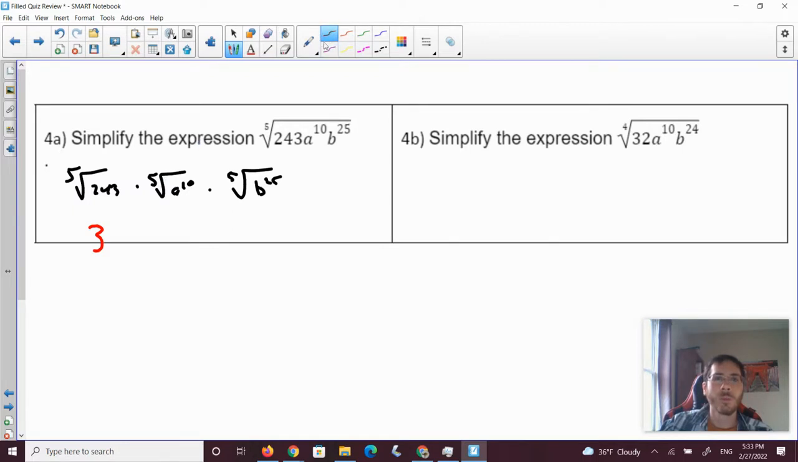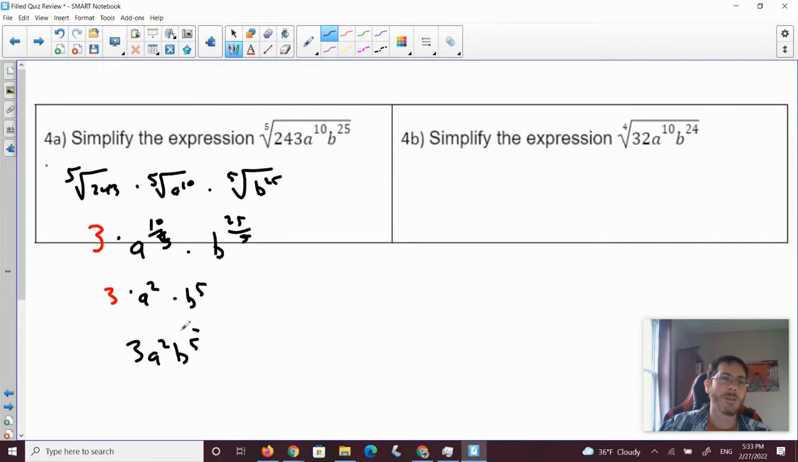For the other two, though, we want to simplify them. And to simplify them, we want to put them into fractions. This is going to be a to the 10 over 5. And this one's going to be b to the 25 over 5. So now I see I can actually reduce these fractions. So a to the 10 over 5 is really a to the second power. B to the 25 over 5 is b to the fifth power. So the final answer will be 3a squared b to the fifth power.